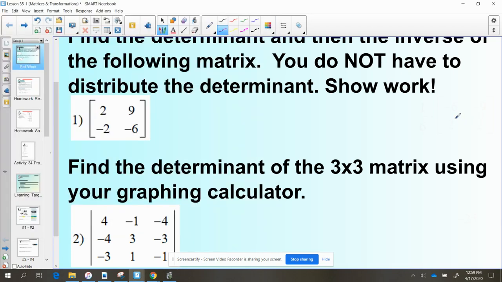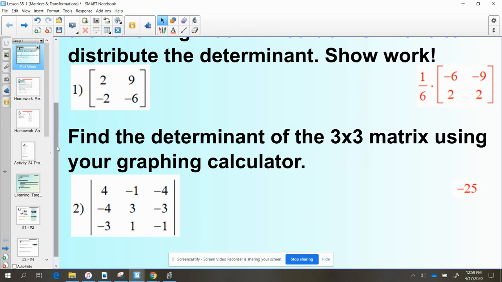Now for these two particular answers, what you should have had is for the first one, your setup would have looked like this. Remember 1 over the determinant, which is a times d minus b times c, and then flip-flop your a and d values from the original, and then negate your b and c to get that answer. In number 2, you had to use your calculator, because we didn't talk about how to do it by hand. You should have had negative 25 as your determinant for that 3 by 3.